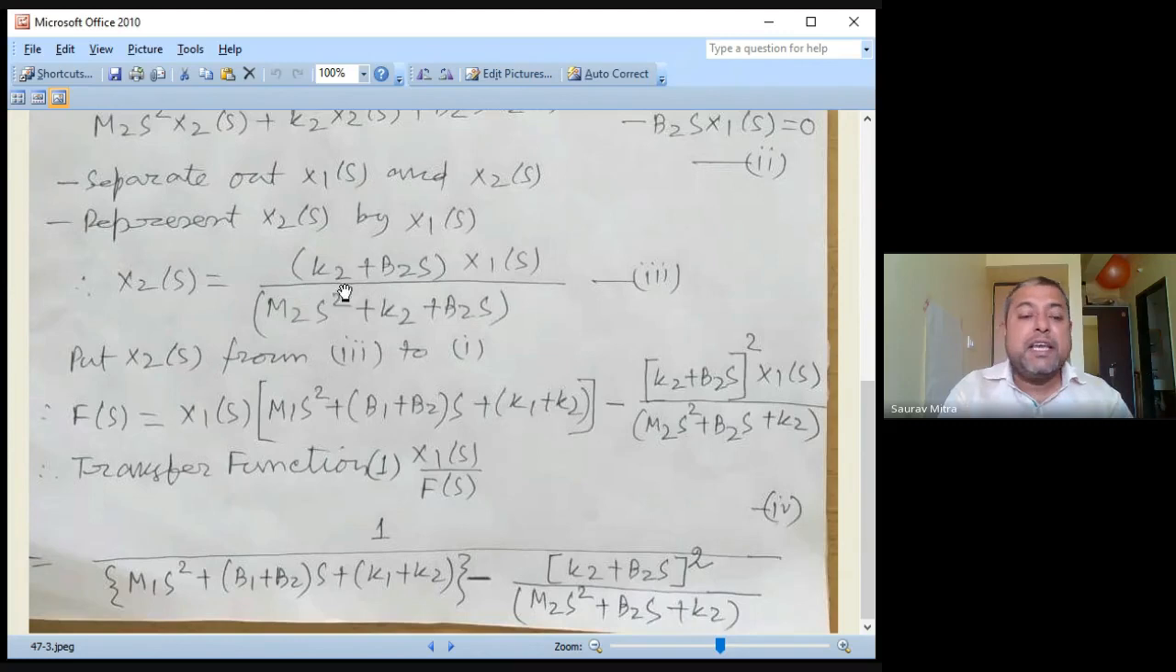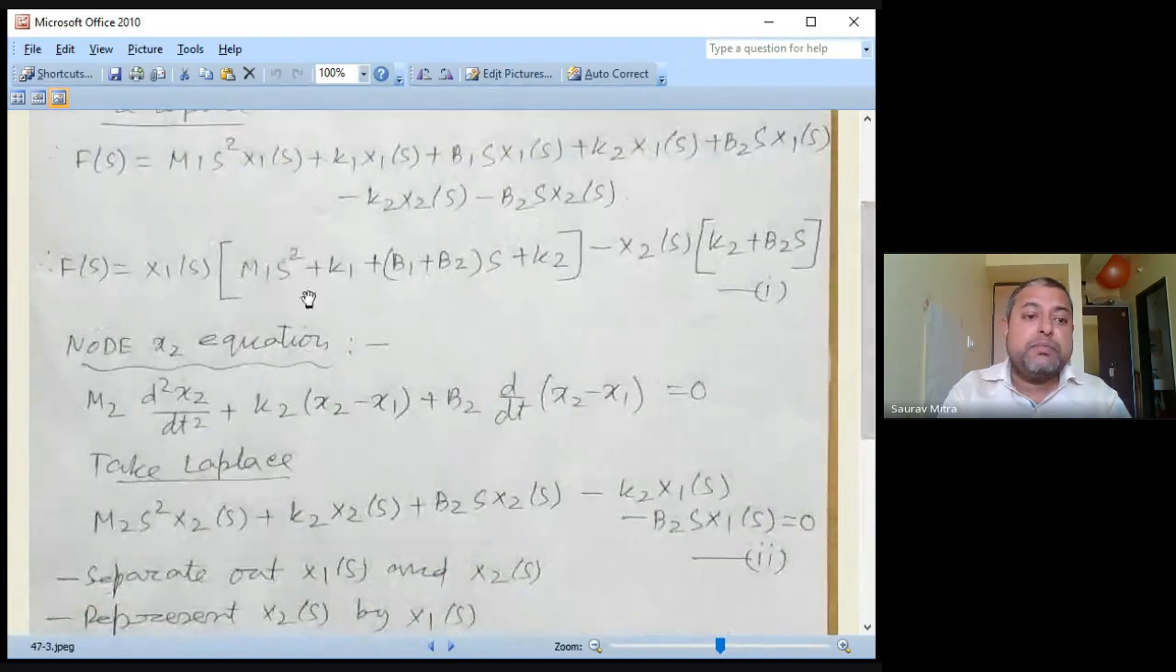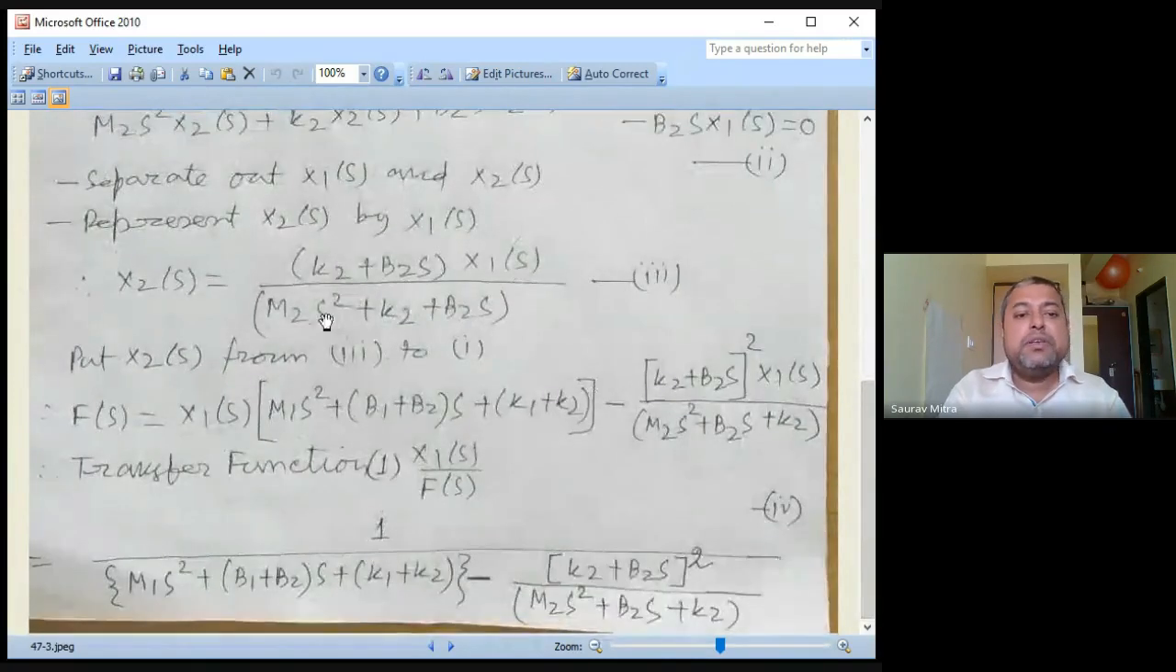So in that case, this is correct. If X2 by F(s) is asked, in that case what we have to do is, in the first equation, that is this equation, you have to replace x1 in terms of x2. So in that case, below, what we will write is X2 equal to m2 s square plus k2 plus b2 s divided by k2 plus b2 s into X2(s). So x1 we will represent in terms of x2 then.